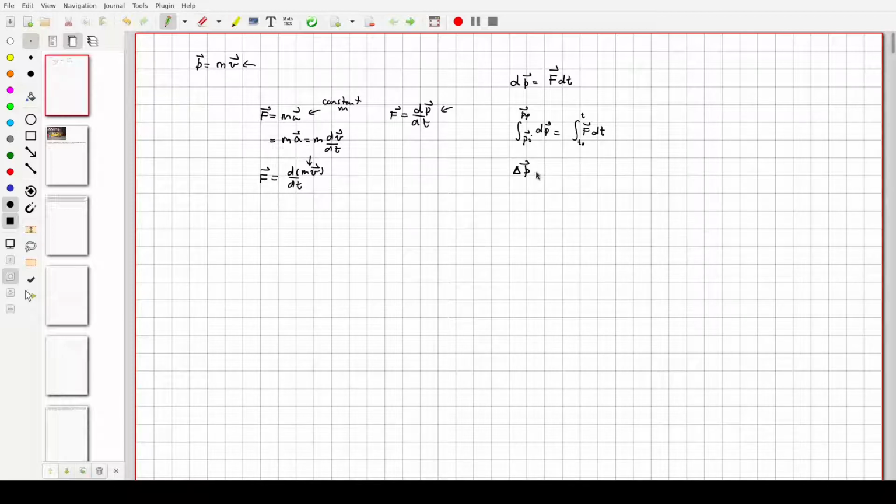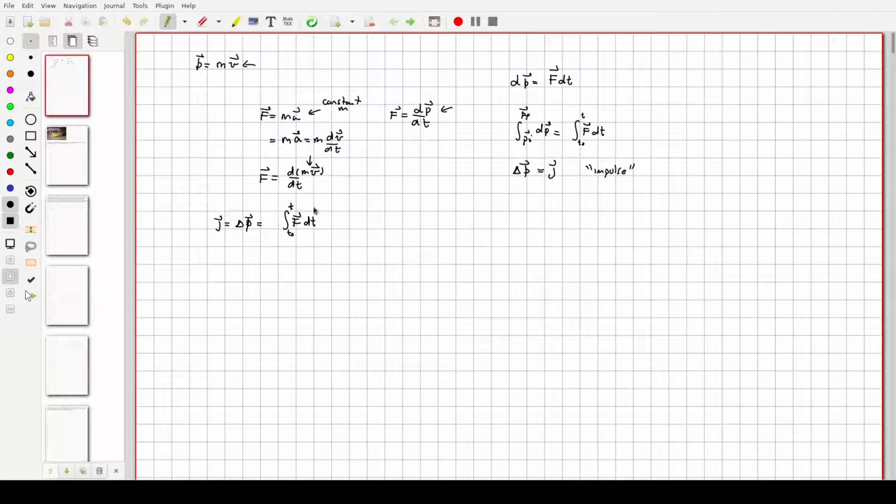Now, this actually has a formal name. It's called impulse. And often it's written as just a J vector. This is actually, I believe, called the impulse momentum theorem. Now, that said, impulse itself, again, which is your change in momentum, is what you get when you look at how forces are spread out over time.